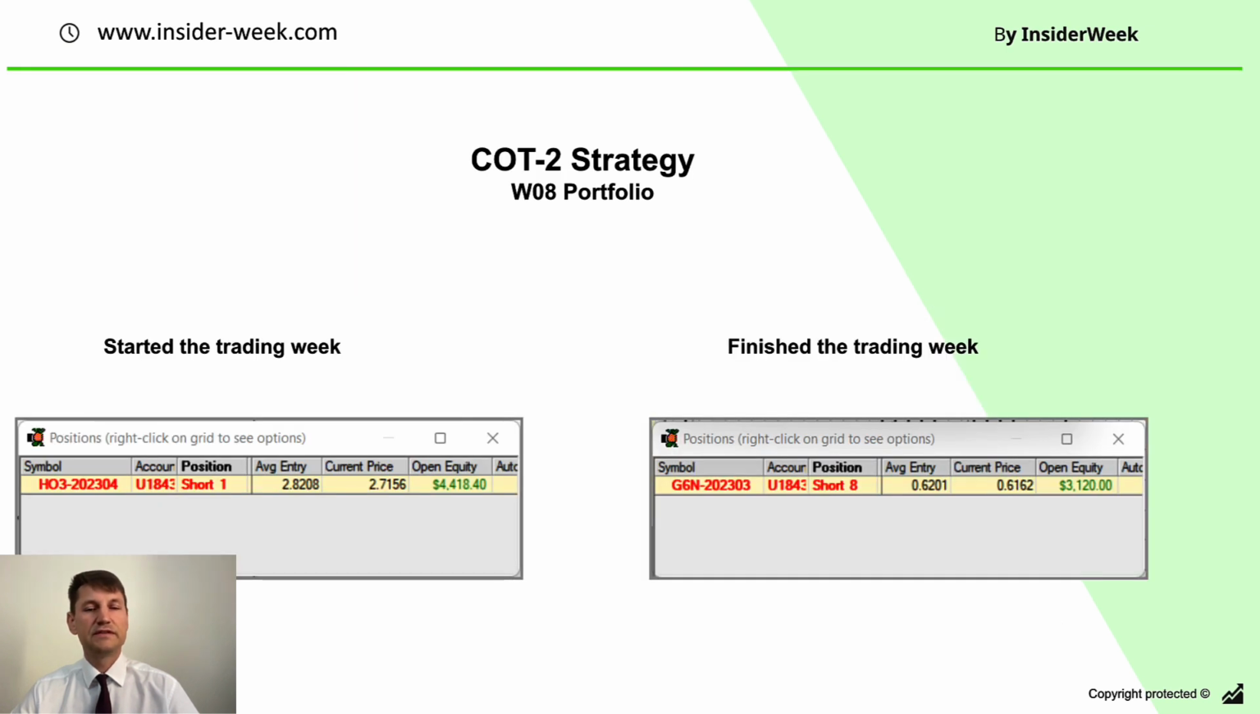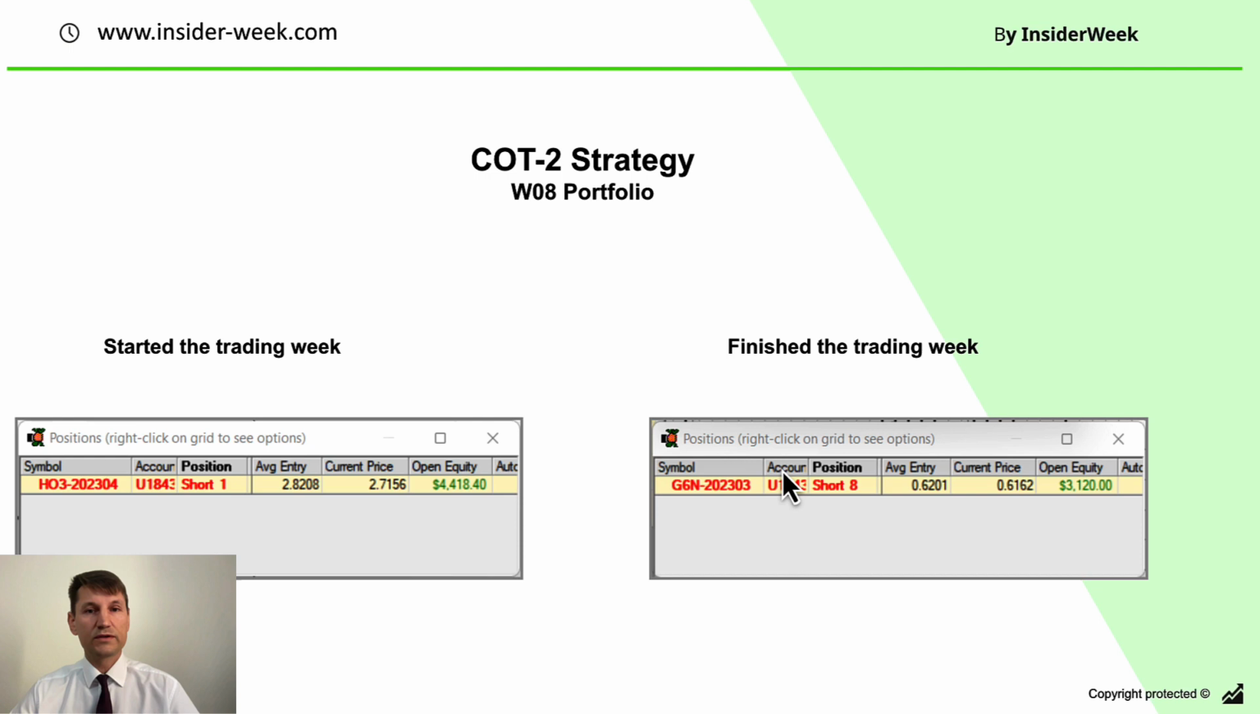The next strategy is the COT2 strategy. Also based on COT data, this is a more aggressive trading strategy. Usually we have more entry patterns here, and the risk and money management are more aggressive. Therefore, you need more experience to use this strategy. We started the week with only 1 position in our portfolio. We were short in heating oil, and open equity was about $4,000.